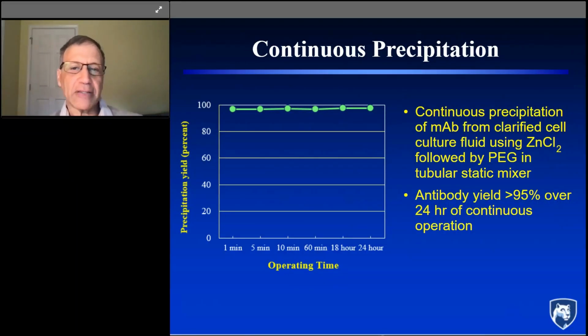This is the yield of monoclonal antibody after the zinc chloride and PEG precipitation. You can see that we get about 98% yield continuously over 24 hours of operation.